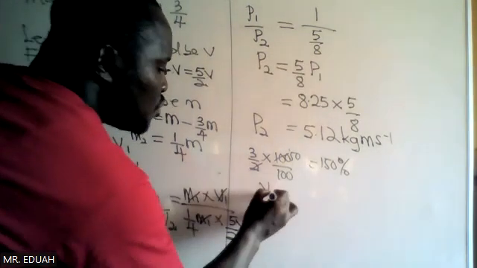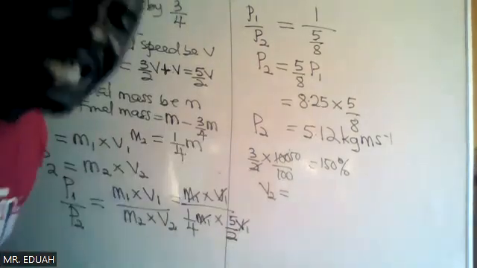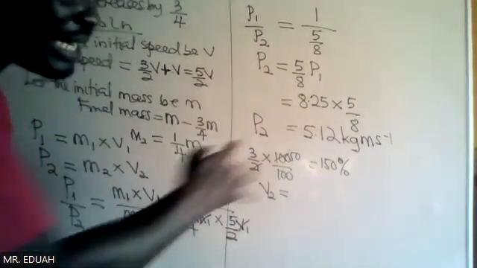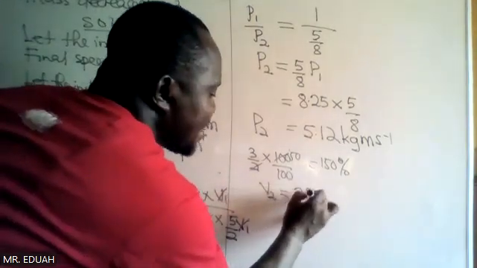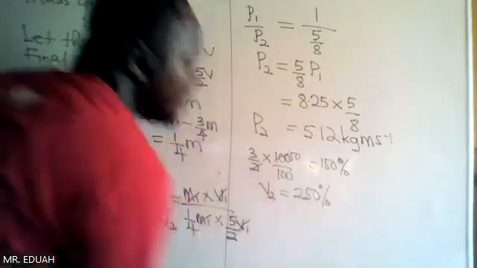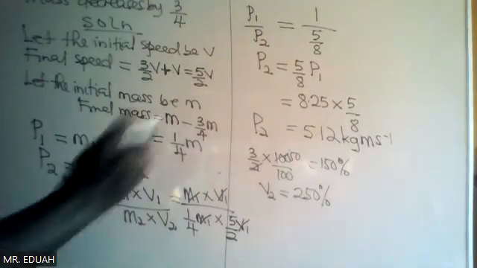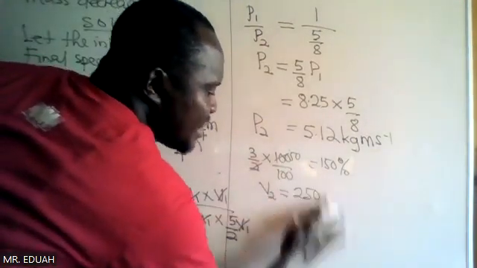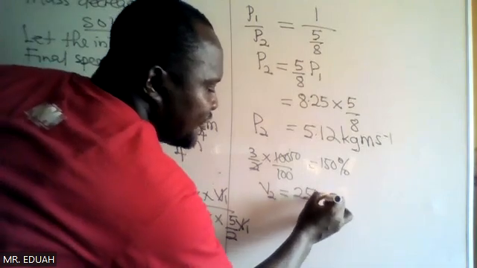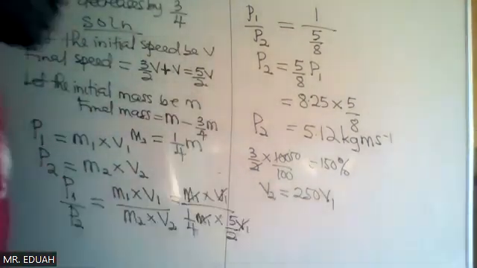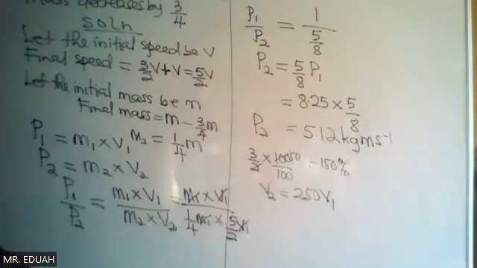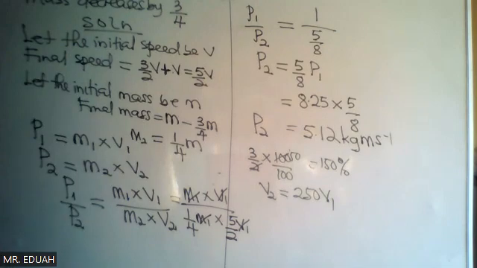So V2 is equal to, the original percentage is 100, then 150% was added. So we have 250% for V2. So V1 increased by 250%. That will be for V1, V2: 250% of the initial value.